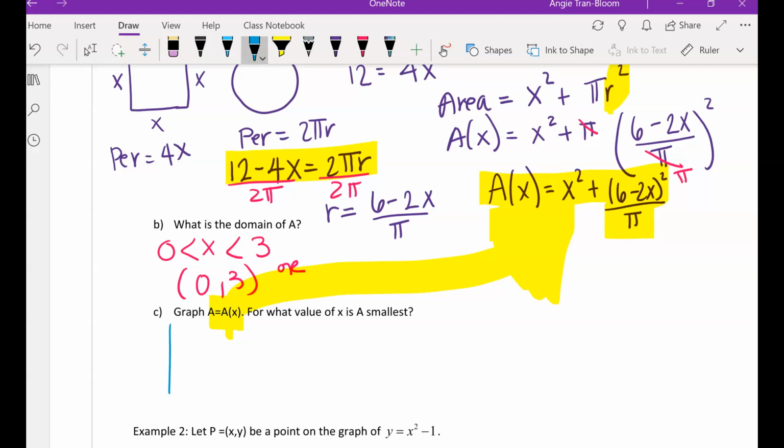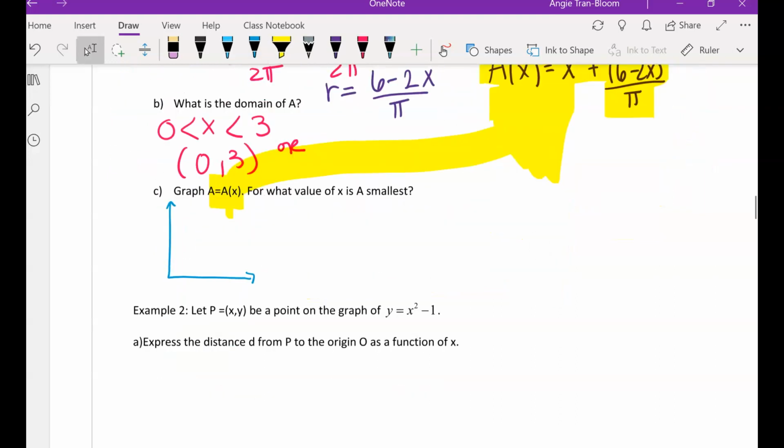Now, we're going to sketch it. And yes, I want you to sketch it on your homework. What should we label the x-axis in terms of this context? In this application, what does x represent? Length of string? Would you agree it's the length of one side of the square? Length of one side of the square.